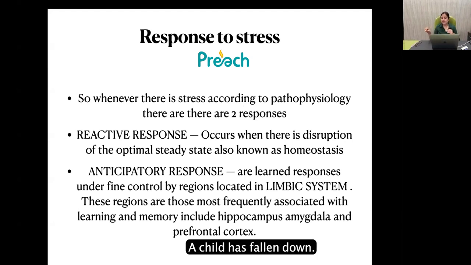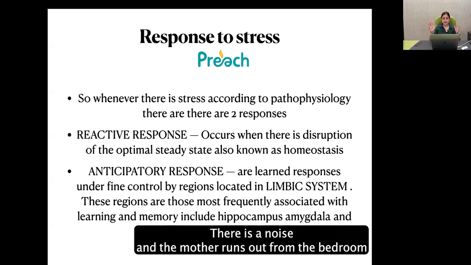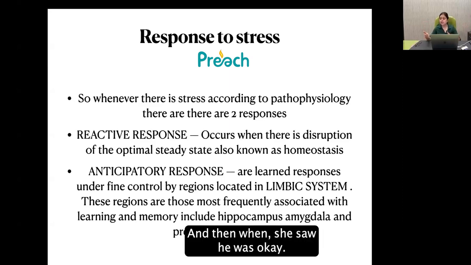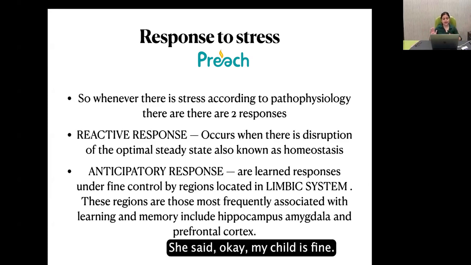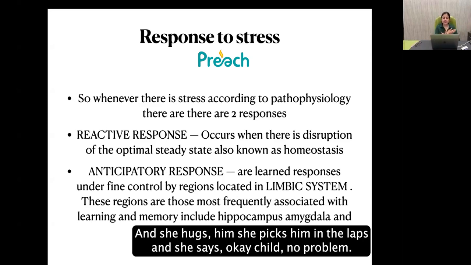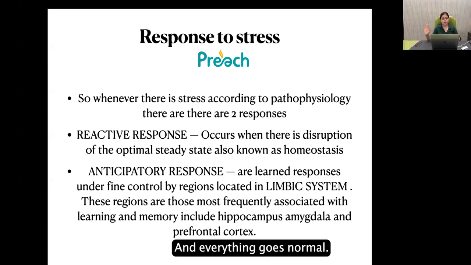A child has fallen down. There is a noise, and the mother runs out from the bedroom to see the child. When she sees he is okay, there was no injury, there was nothing, she is pacified. She says, "Okay, my child is fine," and hugs him. She picks him up in her lap and says, "Okay, child, no problem," and everything goes normal. This is called reactive response.